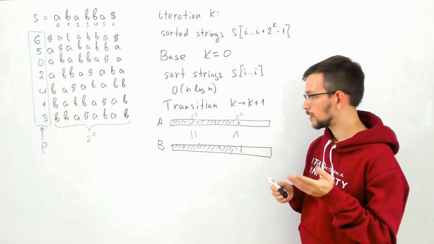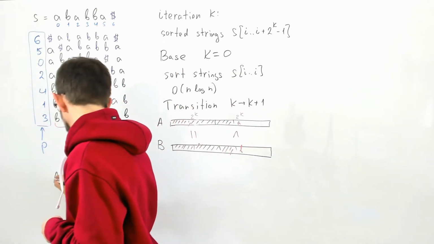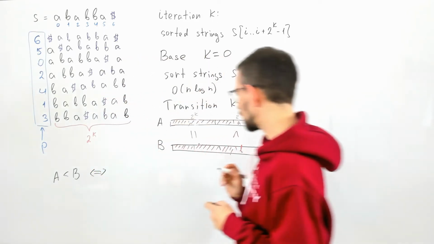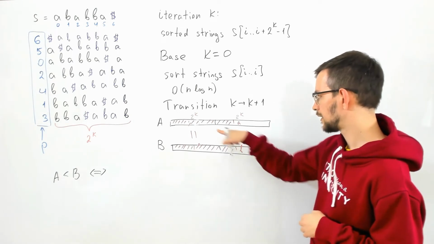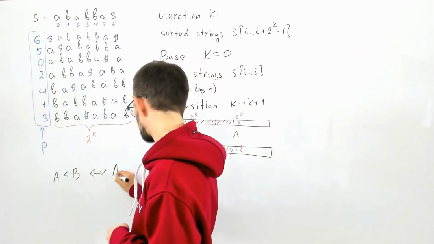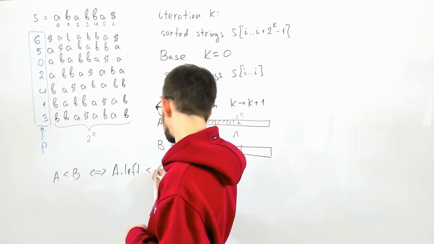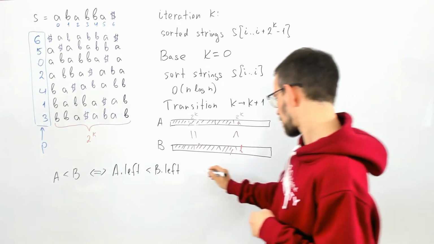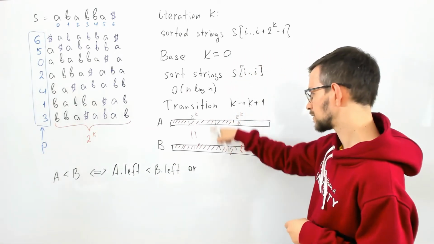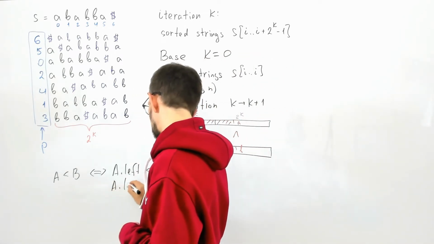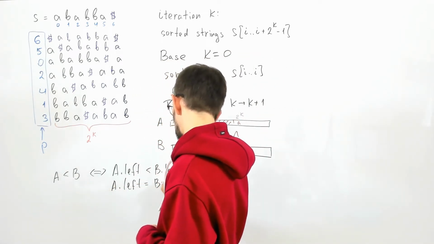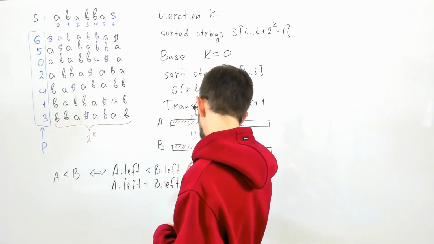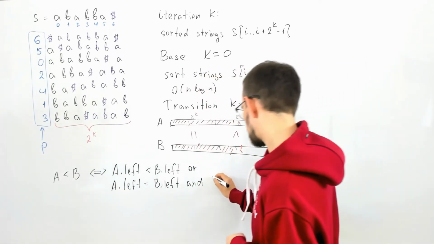That's all. Now we have the following comparator. A is less than B if and only if one of two conditions holds: the left part of A is less than the left part of B, or the left parts are equal and the right part of A is less than the right part of B.